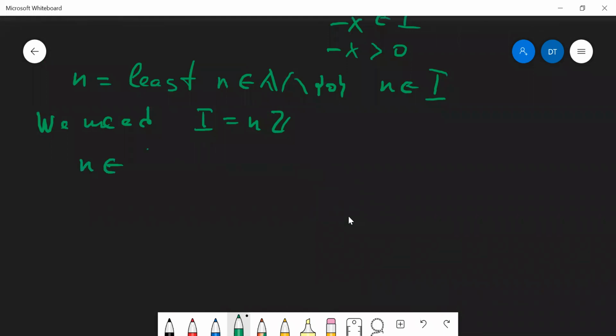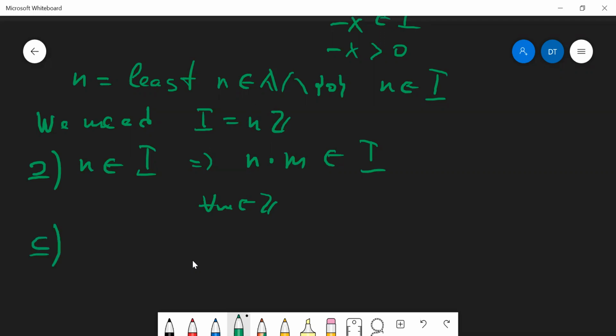Since n is inside I, just by definition, then n times m for any m in Z, n times m must be inside I by the definition of the ideal. So this proves this inclusion, that the right-hand side nZ belongs to the left-hand side I. Now we want to prove the other inclusion.